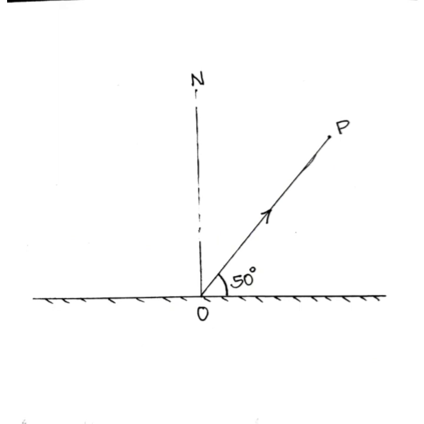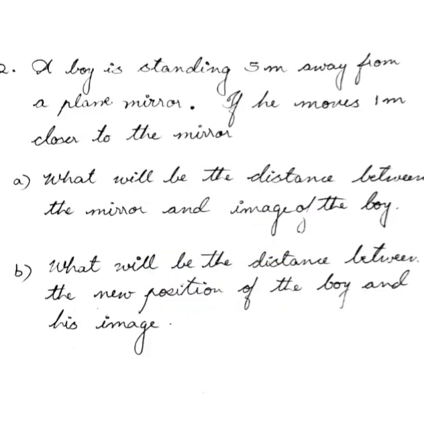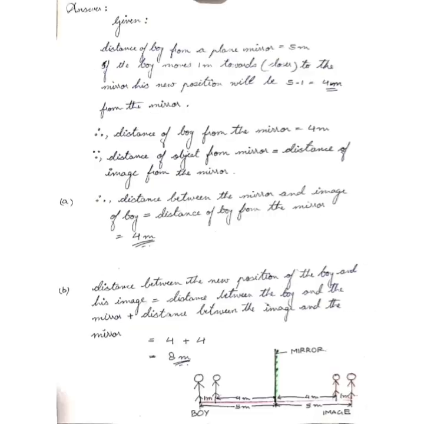Here in the diagram you can see that the reflected ray makes angle 50 with the surface of the mirror. So angle of reflection will be 90 minus 50, which is 40, because that is the angle between the reflected ray and the normal. A boy moves 1 meter closer to the mirror. What will be the distance between the mirror and the image of the boy? What is the distance between the new position of the boy and his image?